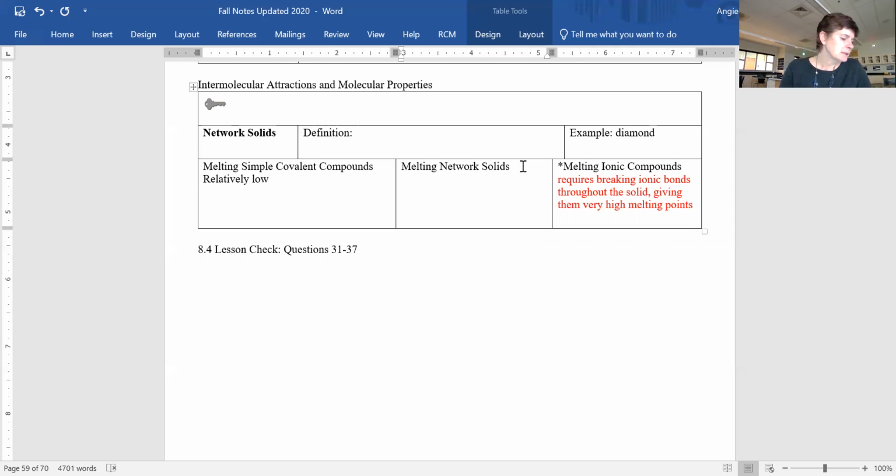So for network solids, because these are all covalently bonded, melting network solids requires breaking covalent bonds throughout the solid, making the melting point very high. So in order to have a very high melting point, that is because to melt, the covalent bonds must be broken.